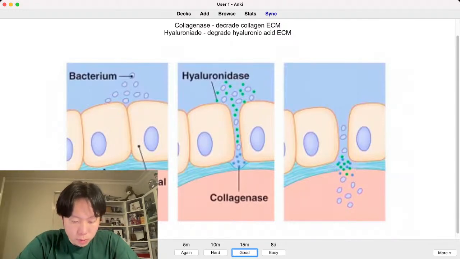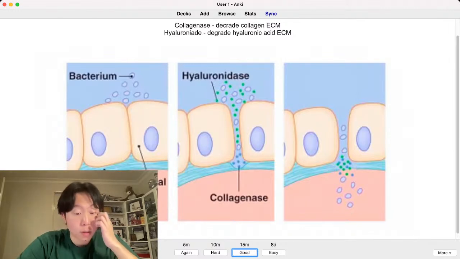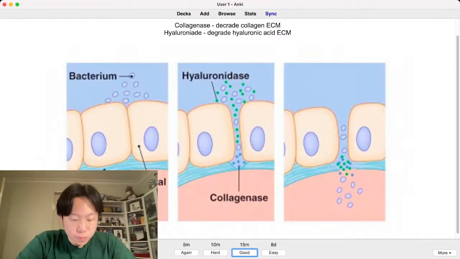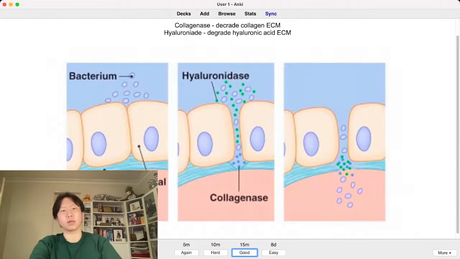Hyaluronidase makes tissues more readily permeable, I guess.